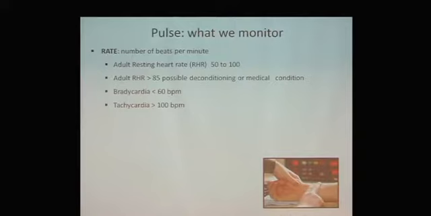If your resting heart rate is over 85, it may be a sign of deconditioning. So your resting heart rate just sitting here should not really be over 85 typically. A condition called bradycardia is a heart rate that's less than 60, and tachycardia is a heart rate that's over 100.